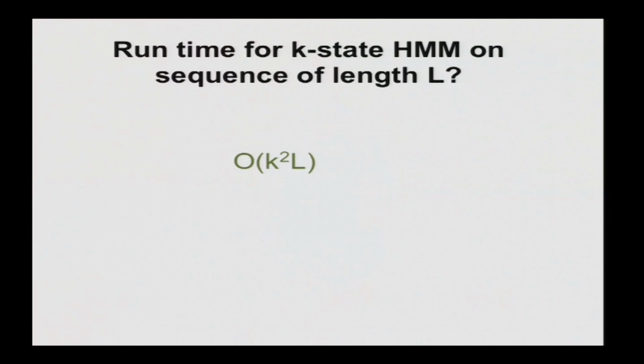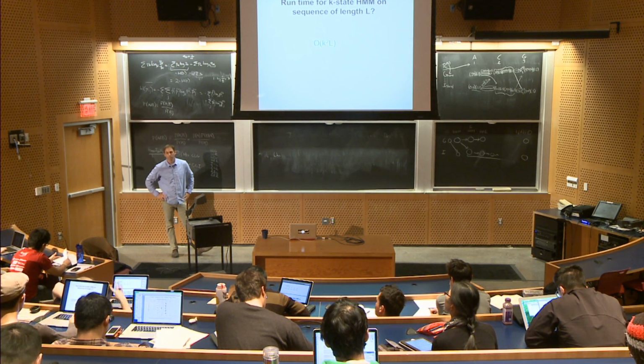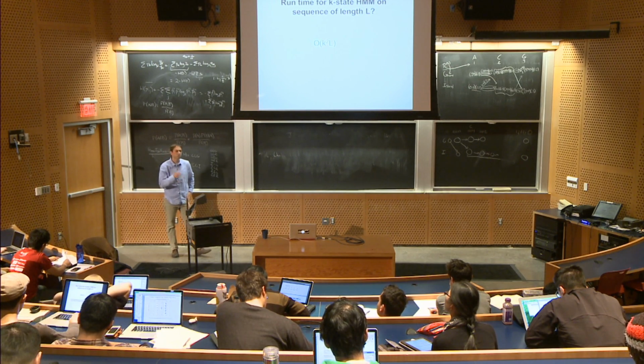Okay, it's k squared L. It's linear in the sequence. So is this good or bad? Yeah, Sally. Doesn't this assume that the graph is complete, and if you don't actually have transition states going from everything, you can get a little faster? Yeah, it's a good point.